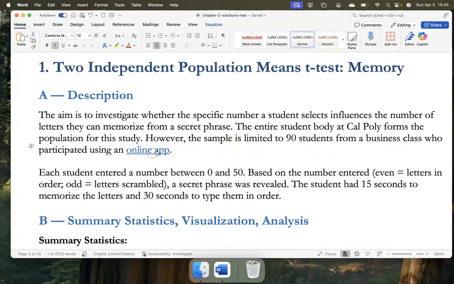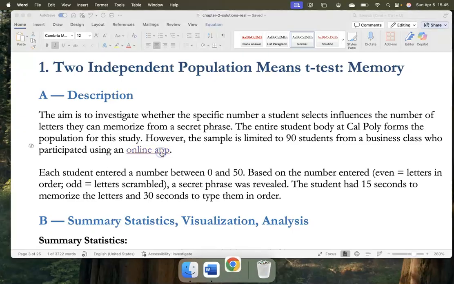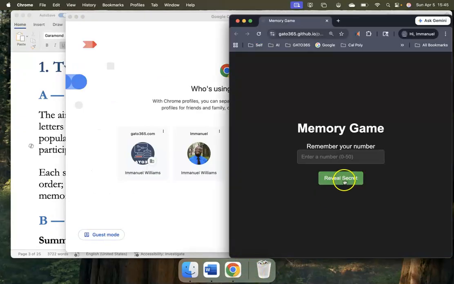If you go to the online app and click on this, it will take you to a memory game, and you can play the memory game. Sorry, first select a number between 0 and 50. It's going to reveal a secret, and then you have to memorize it. So go ahead and do that.